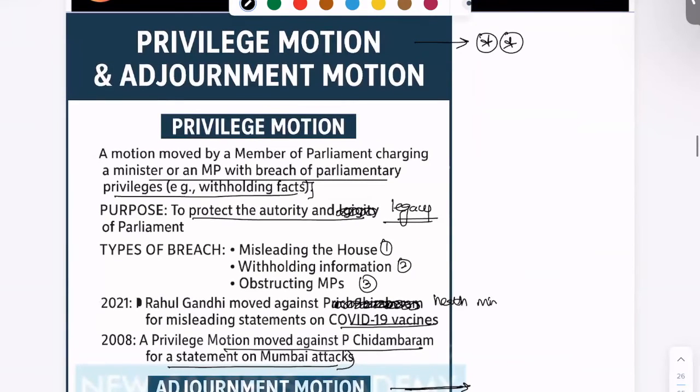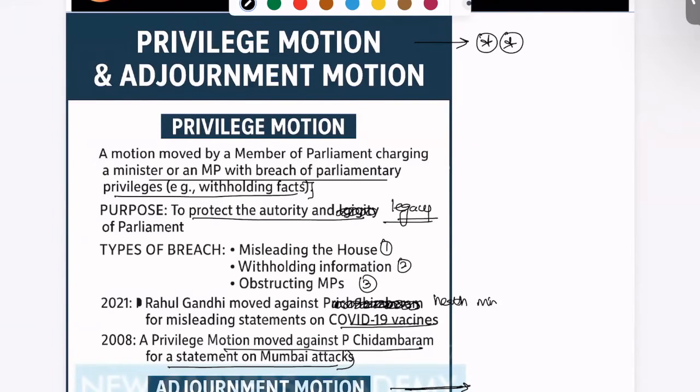Privilege motion and adjournment. Privilege motion होता है, as the word suggests. Privilege क्या होता है? अगर मैं बोलूँ is privileged person, special benefits. If I speak, I'm a minister and I give any information which is wrong, any MP can bring about a privilege motion against me. Is it clear? I state wrong facts.